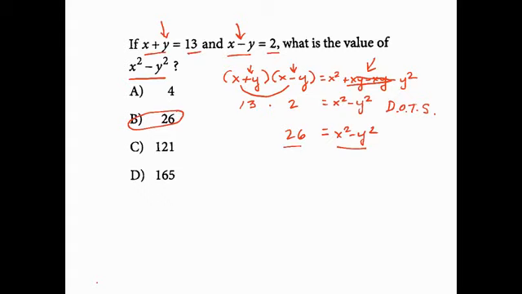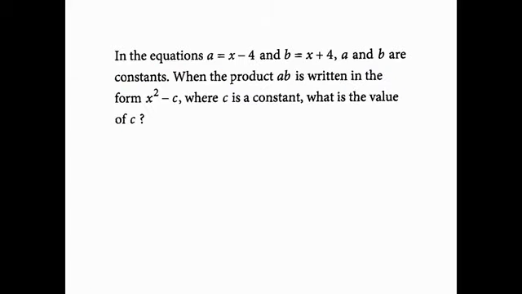Now, on this very same test, we encounter a later problem on the grid-in section. You're not given any choices for this question, so you have to come up with the answer yourself. Now, as you read through the problem, I want you to look for similar things that we've seen before. In the equations A equals x minus 4 and B equals x plus 4, A and B are constants. When the product AB is written in the form x squared minus c, where c is a constant, what is the value of c? That's a lot of information in the question.